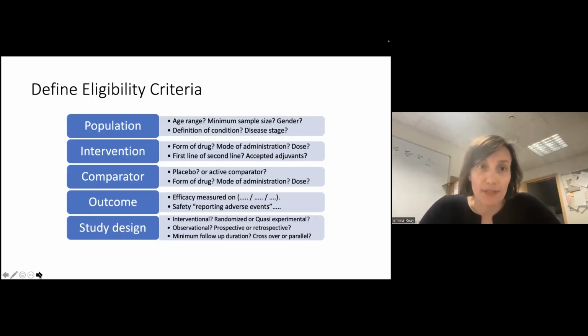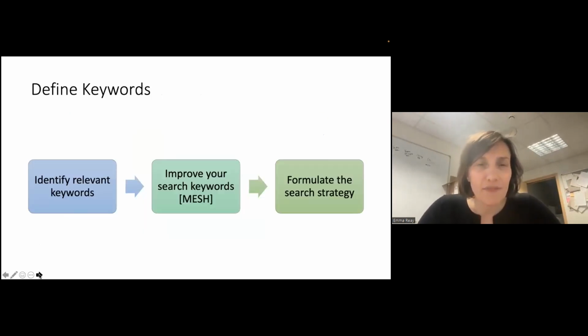So then we go on to define the eligibility criteria of the papers that we want to systematically review, and define keywords. So which keywords do we want to look for? Because we're going to have to search the literature. We want to do a rigorous search using the same keywords for each paper. And by identifying the keywords, we can then formulate a search strategy.